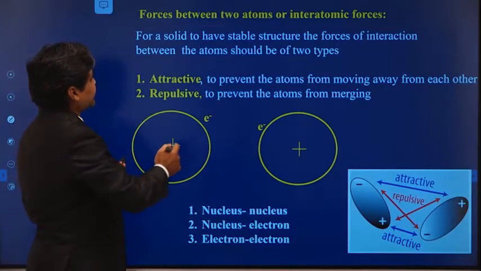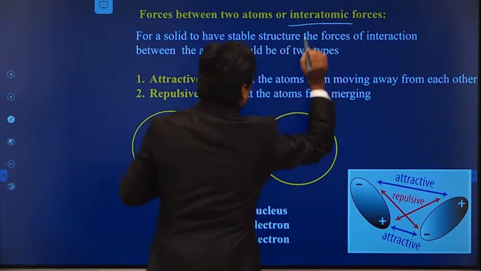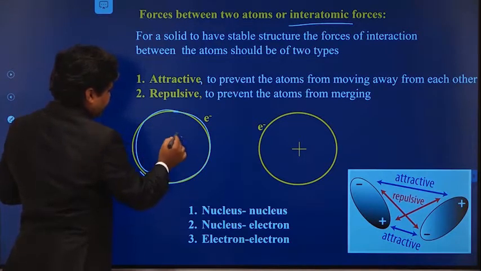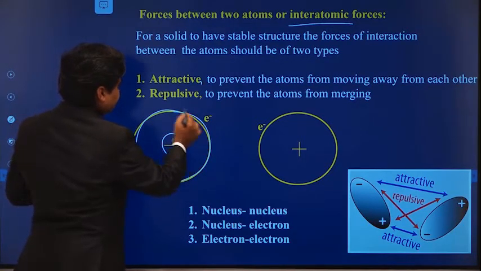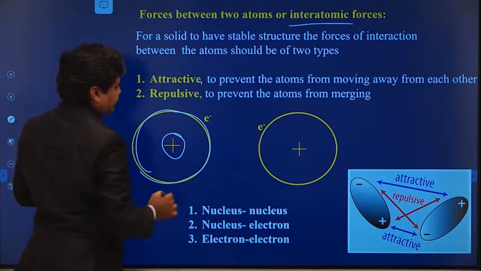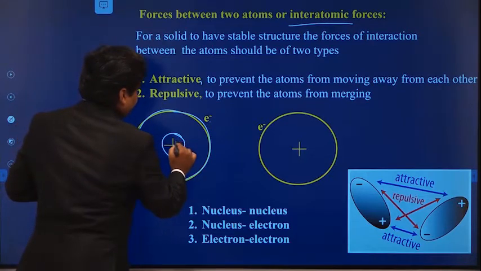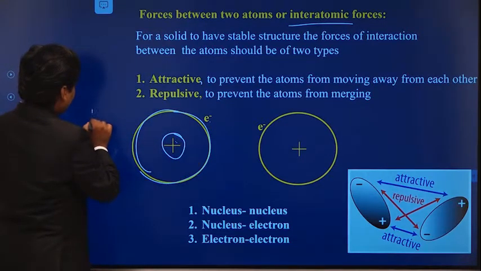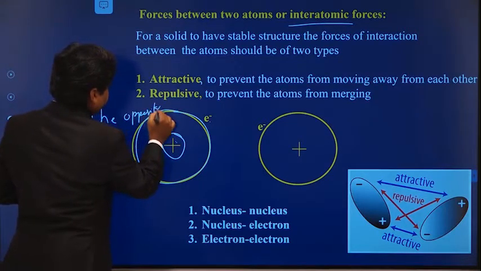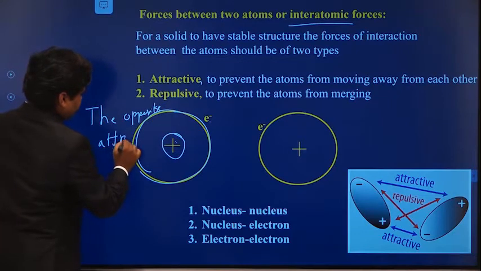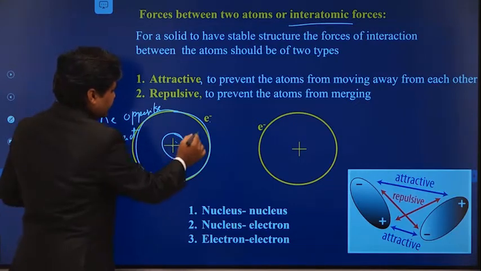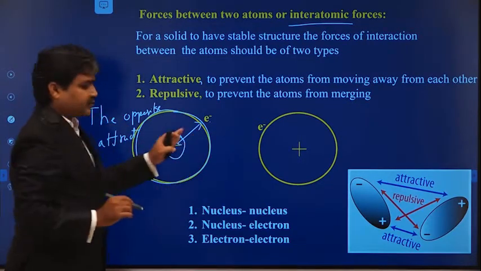Today we are going to discuss the interatomic forces. Okay, so this is one atom. In an atom we have positive charge in the nucleus and the electrons are revolving around the nucleus. The nucleus has positive charge and the electron has negative charge. According to Coulomb's law, opposite charges attract each other. So there will be an attractive force between the electron and the nucleus.